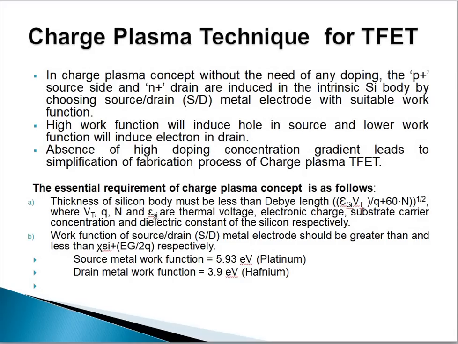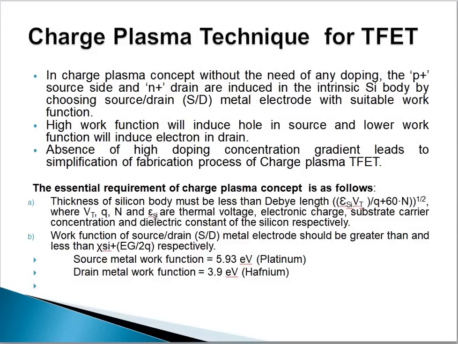The difference between the charged plasma technique and the junctionless technique is that in case of charged plasma technique, we are using intrinsic doping at the channel region. It is approximately 10 raised to power 15, or we can say 10 raised to power 10 according to the book. But in the Silvaco tool, I am using intrinsic doping of approximately 10 raised to power 15. But in case of the junctionless tunnel field effect transistor, I am using high doping. It is approximately 10 raised to power 19 per centimeter cube.